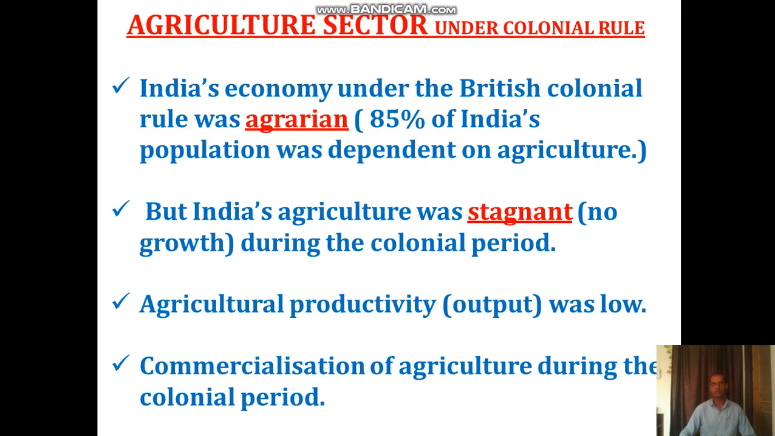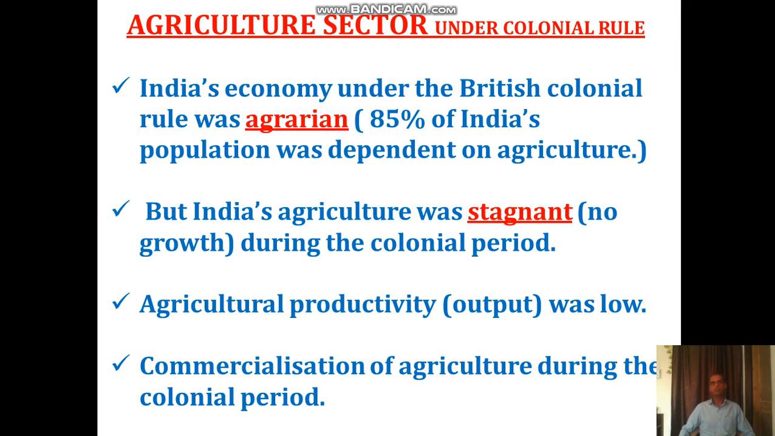We'll study this particular concept, agriculture sector under colonial period. And the most important point in this particular concept is that India's economy under the British colonial rule was agrarian. Agrarian means 85% of India's population was dependent on agriculture, and though so large a part of the population was dependent on agriculture, still India's agriculture was stagnant at that time. No growth. Stagnant means no growth during the colonial period.